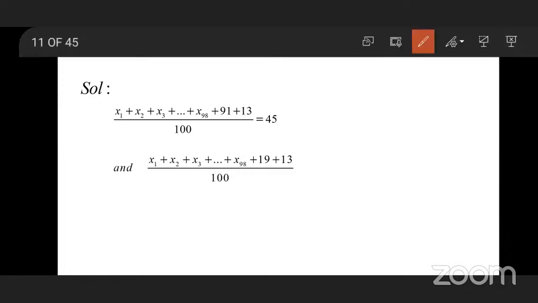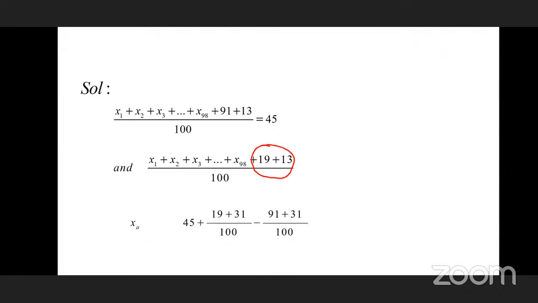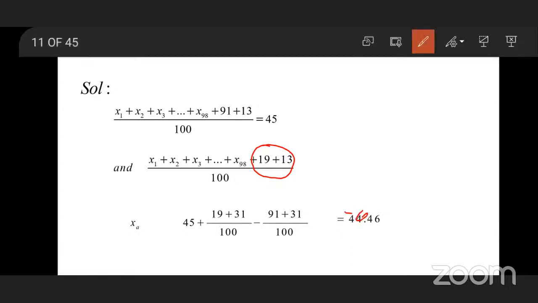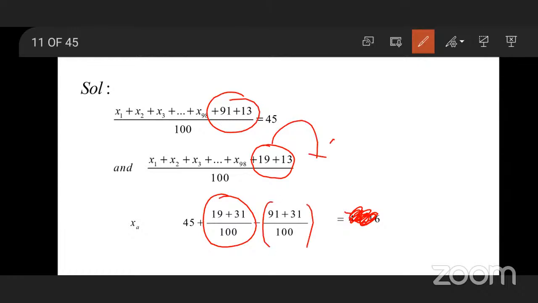The original mean is computed by adjusting the sum: 45 times 100 minus the wrong values plus the correct values, divided by 100. What is the original value? The original value is 45. Now the original value minus 19 plus 31, that is, minus 91 plus 13, is our solution.